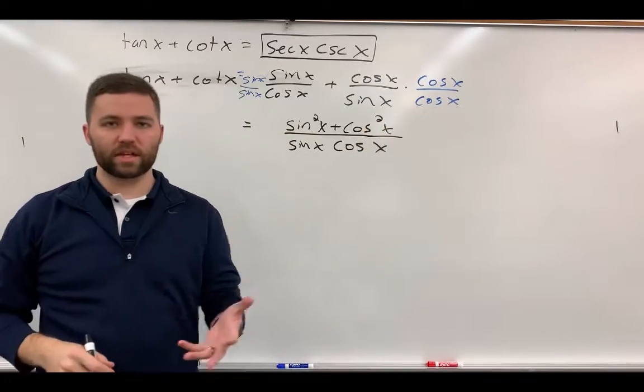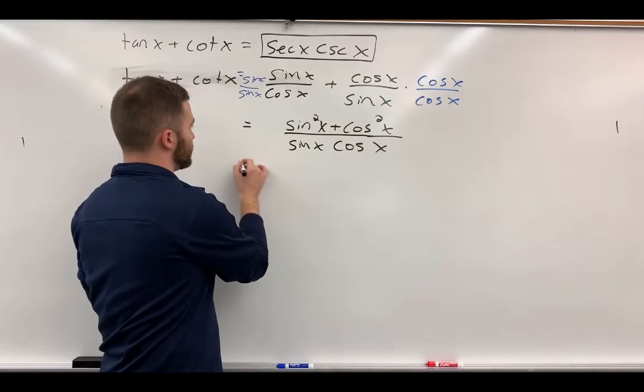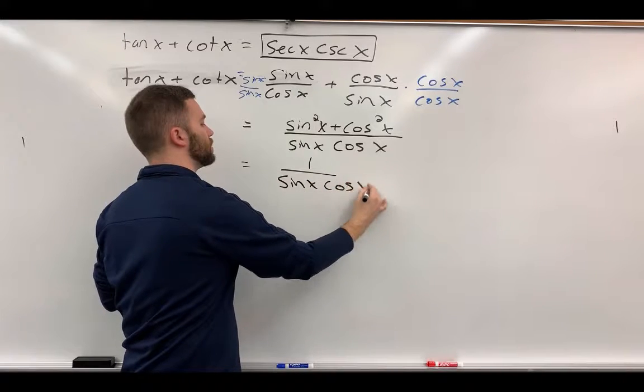Now, anytime you see sine squared plus cosine squared, some sort of bell should go off in your head that it is equal to 1. So let's change that. 1 divided by sine of x cosine of x.